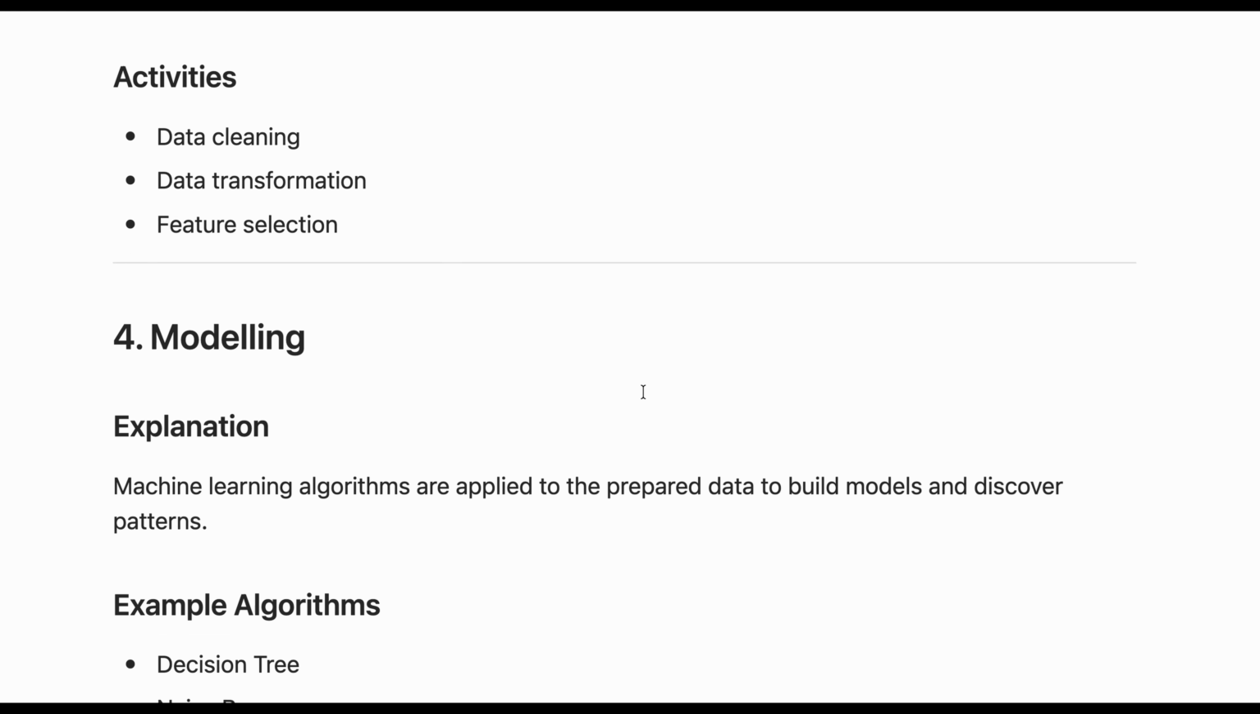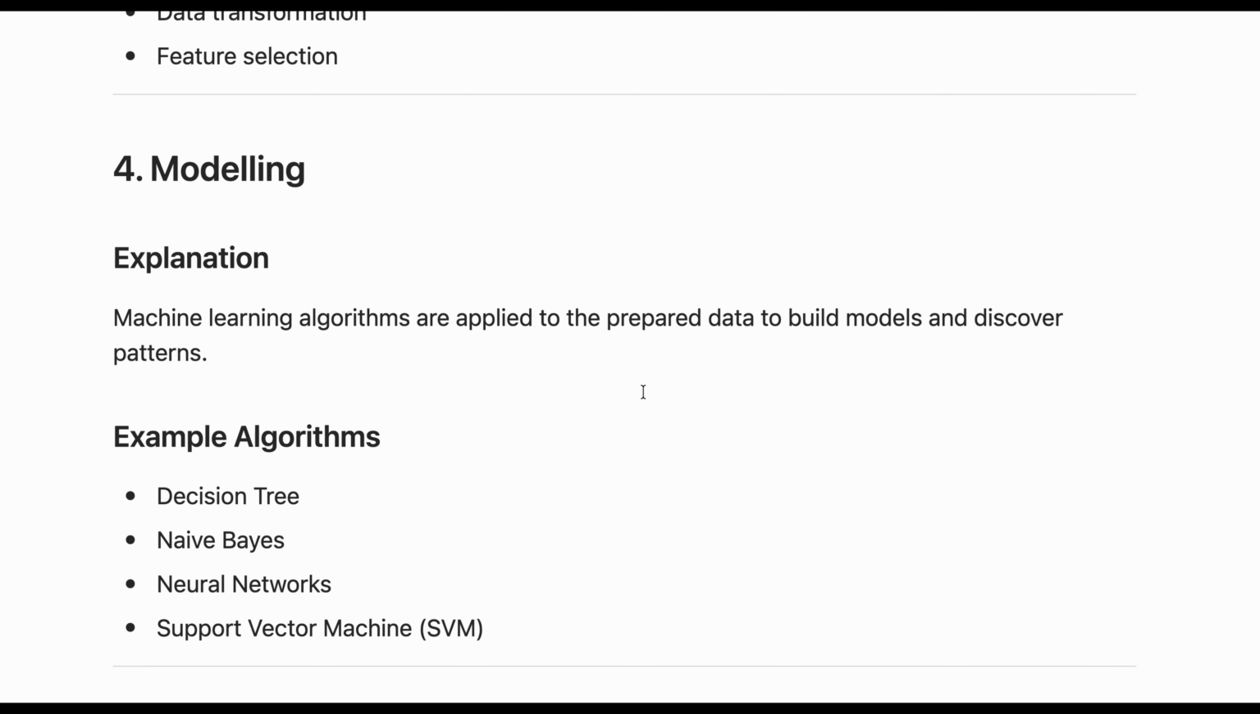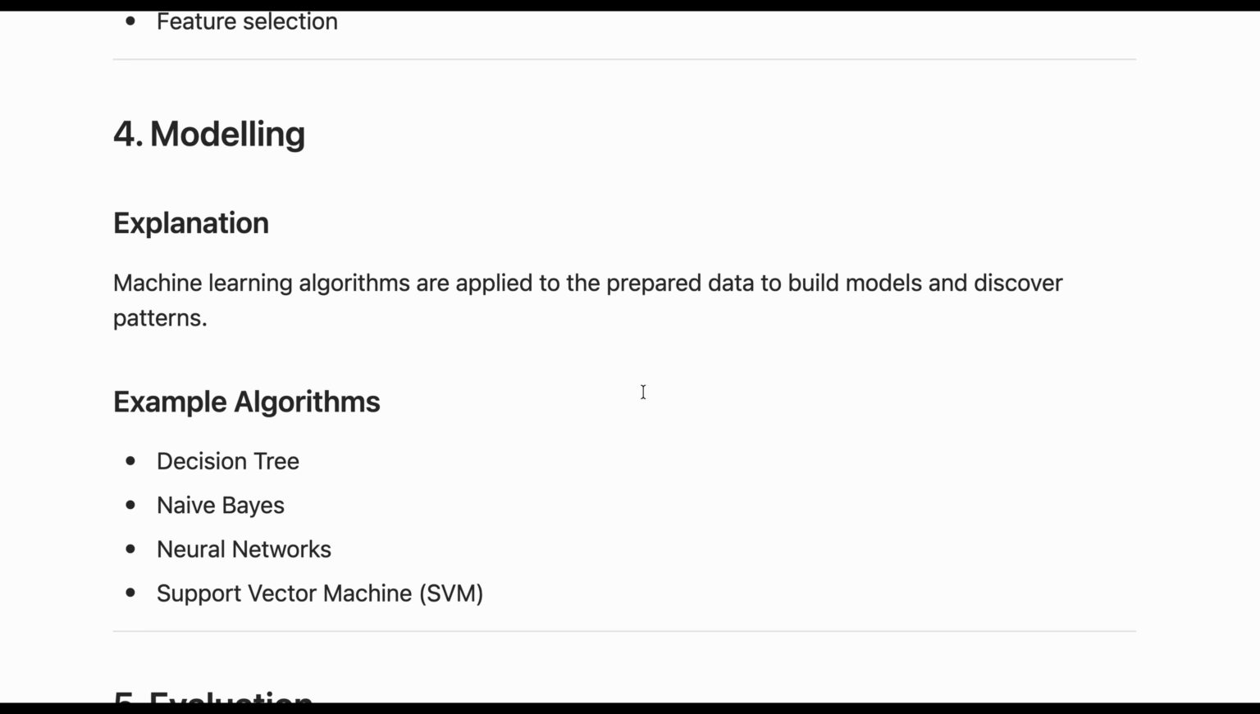Now move to our fourth one, which is modeling. In this phase, machine learning algorithms are applied to the prepared data. The goal is to build a model that can identify patterns and make predictions. Different algorithms can be used depending on the problem. Some common algorithms are decision tree, naive Bayes, neural network, and support vector machine or SVM. Usually multiple models are tested to find the best performing one.